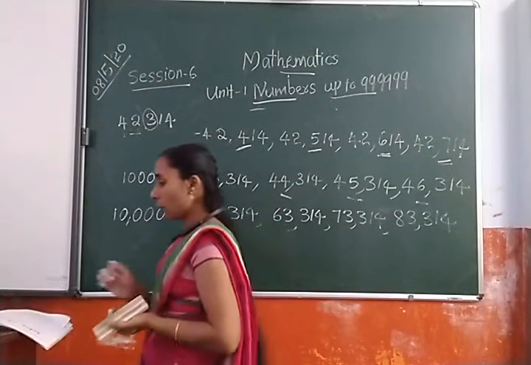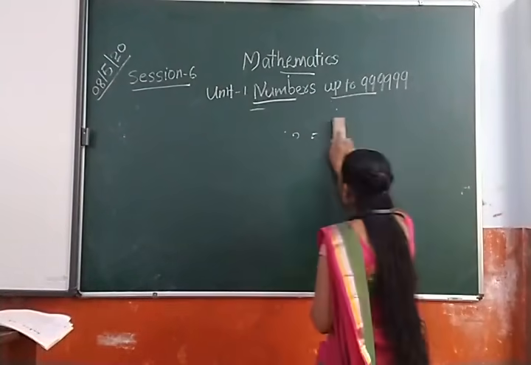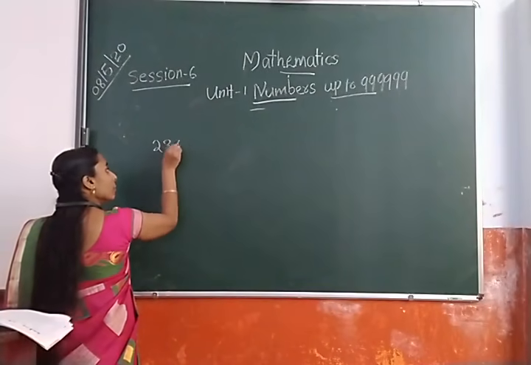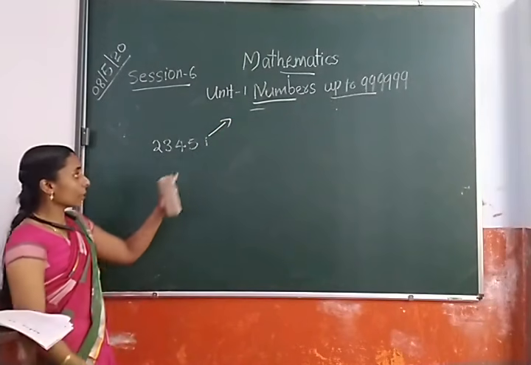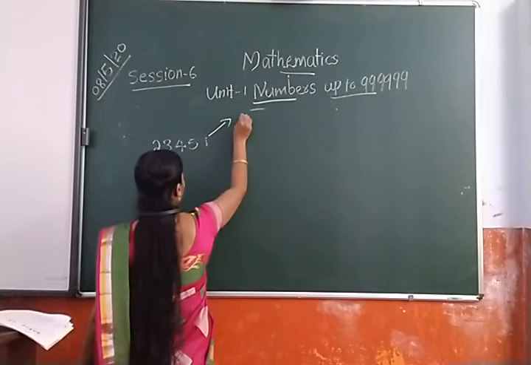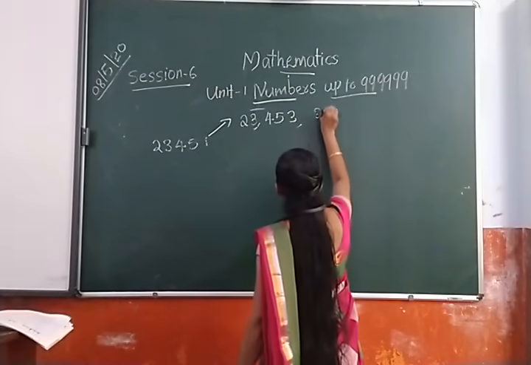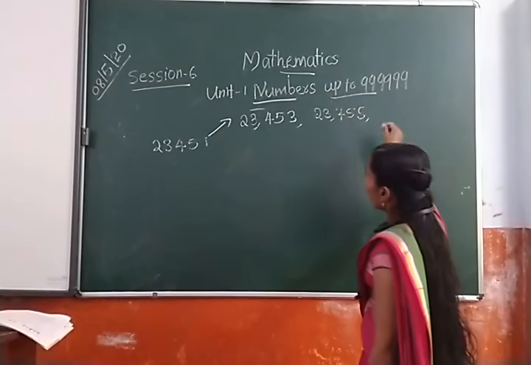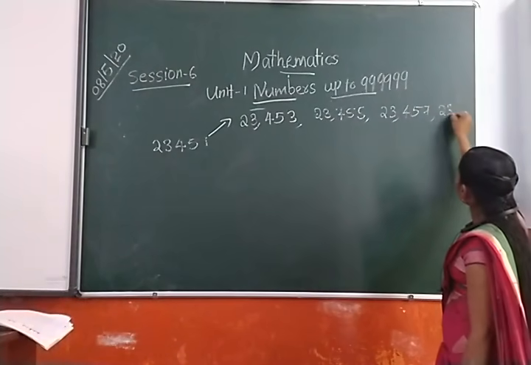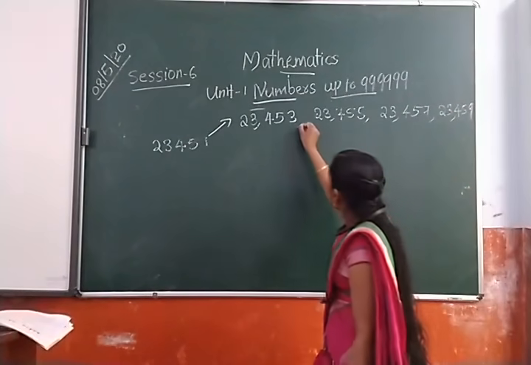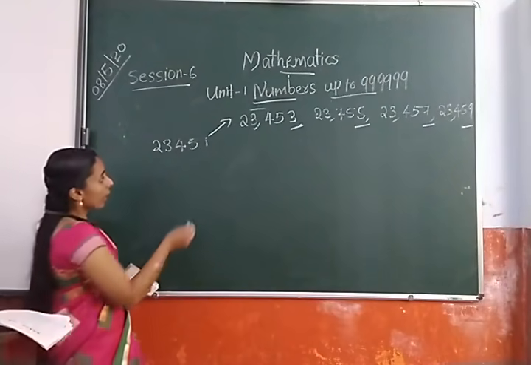Okay, one more example. Counting by twos, which place changes here? Ones place increased by 2. 23,453. Next one, 23,455. Next one, 23,457. Next one, 23,459. Which place changed? 3, 5, 7 and 9. Only the ones place changes. Then counting by tens.